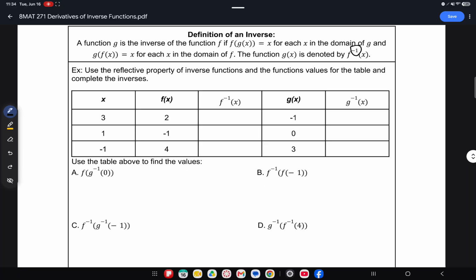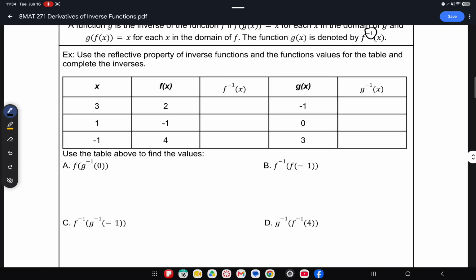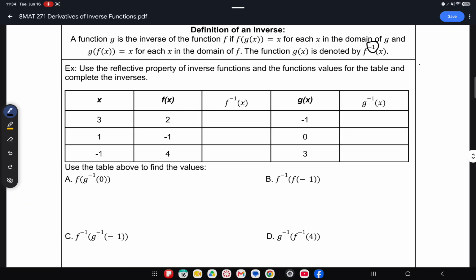So let's use this table to fill in some values and answer some questions. So we have x, and then we have f of x, and then we have g of x, and we want to fill out the inverse. So there's this thing called the reflective property that if on f of x there is a point (a, b), when we do the inverse, the point is now (b, a), because all of the inputs switch with the outputs.